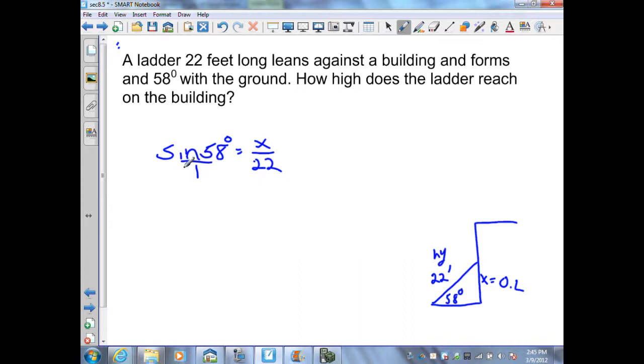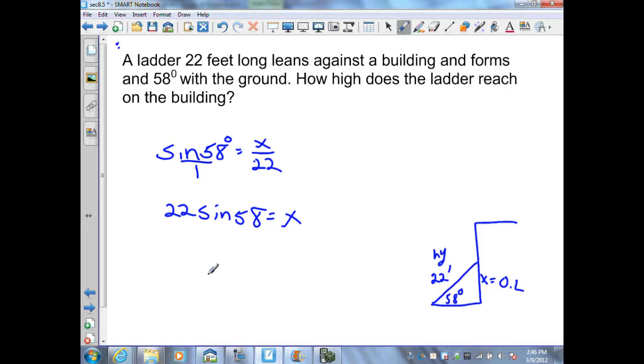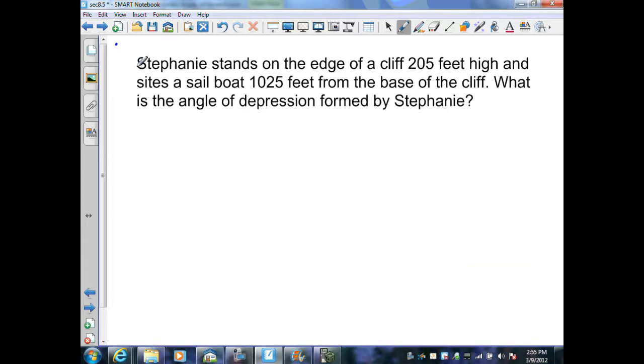I generate a ratio on the left side. Now I use the cross product, which will give me 22 sine of 58 equals x. Then I can use my calculator, substitute the expression in, and determine the answer. When I substitute the expression into the calculator, I get 18.657 feet. Therefore, when I round to the nearest tenth, the height the ladder reaches up the building is x equal to 18.7 feet.